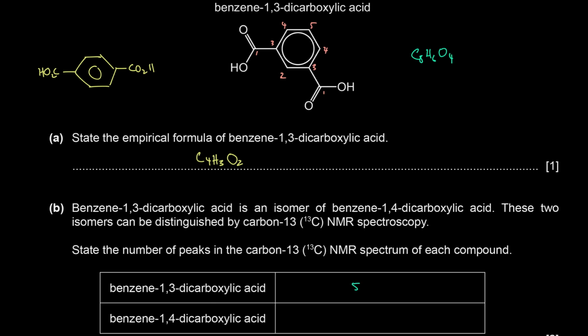And what about benzene 1,4-dicarboxylic acid? Again, both the acids are identical. The carbons that the acids are bonded to are also identical. Now what about these remaining 4 carbon atoms? Are they different in any way, or are they all the same? They're all the same. They're identical. There are 2 lines of symmetry here. So this is just the third type of carbon atom. These 4 are all identical. So we have a total of 3 different peaks for benzene 1,4-dicarboxylic acid.